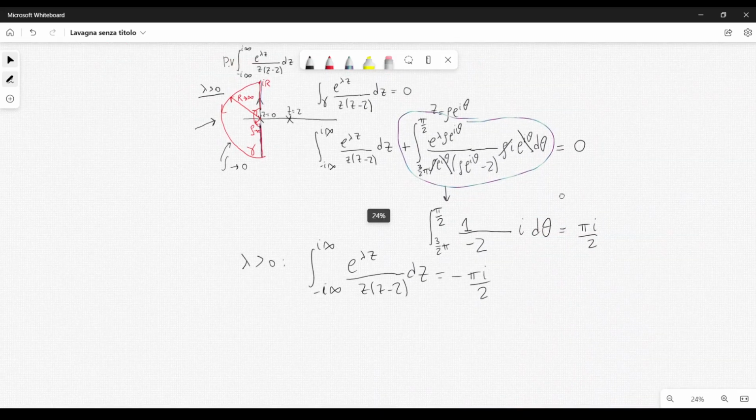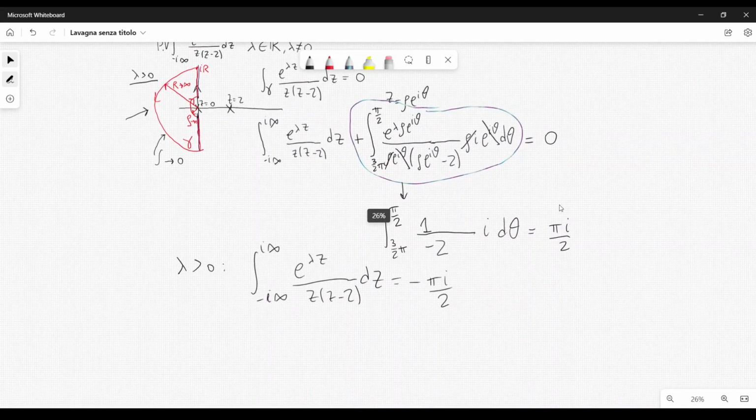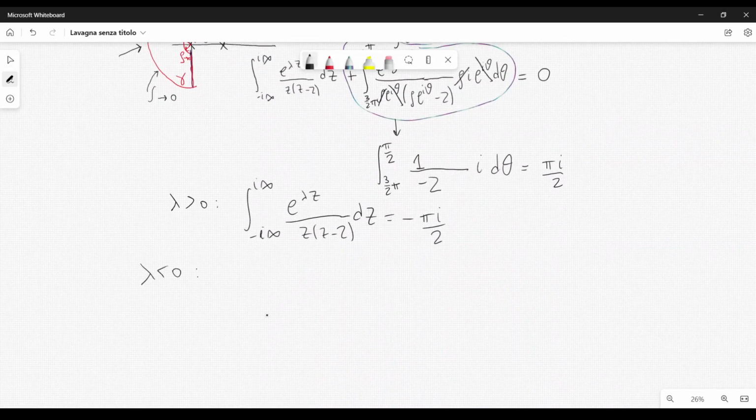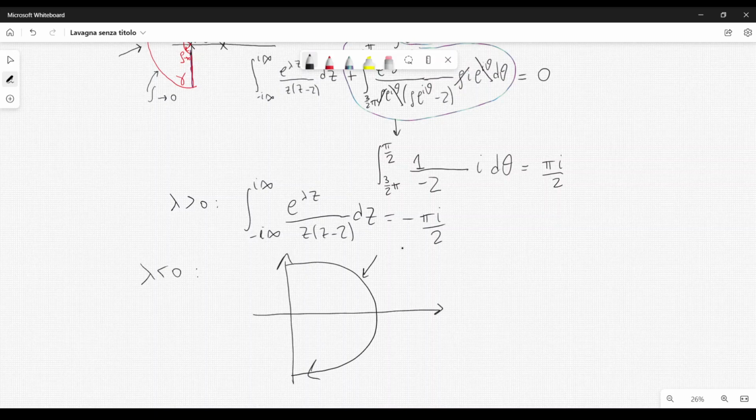Now let's assume that lambda is negative. If lambda is negative, we cannot consider the same path, the same contour as above, because we have to close the contour here on the right hand side of the vertical axis, because in this case e to the lambda z will decay. If lambda is negative, the real part of z should be positive in order for this exponential to decay. And I'm going to choose the following contour.